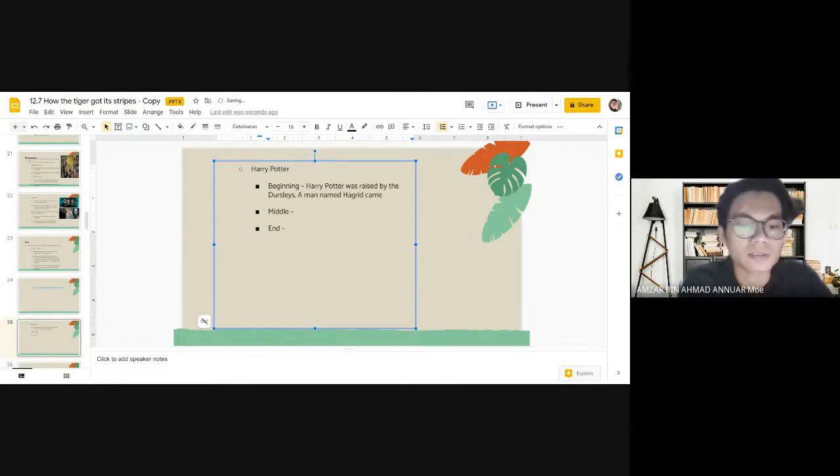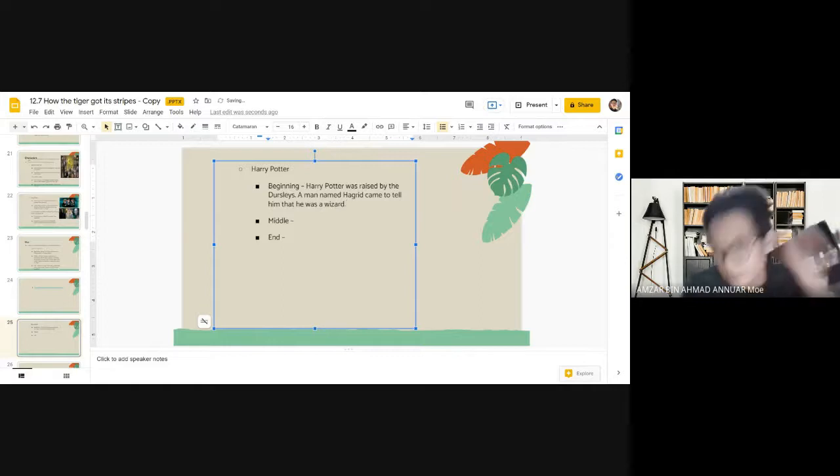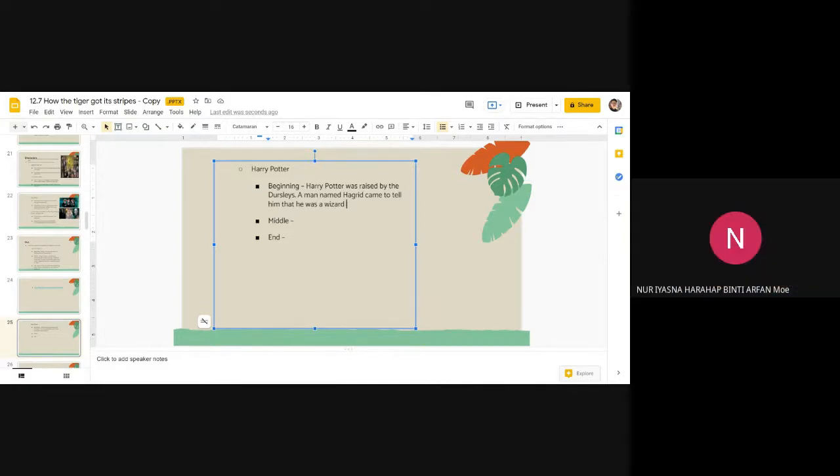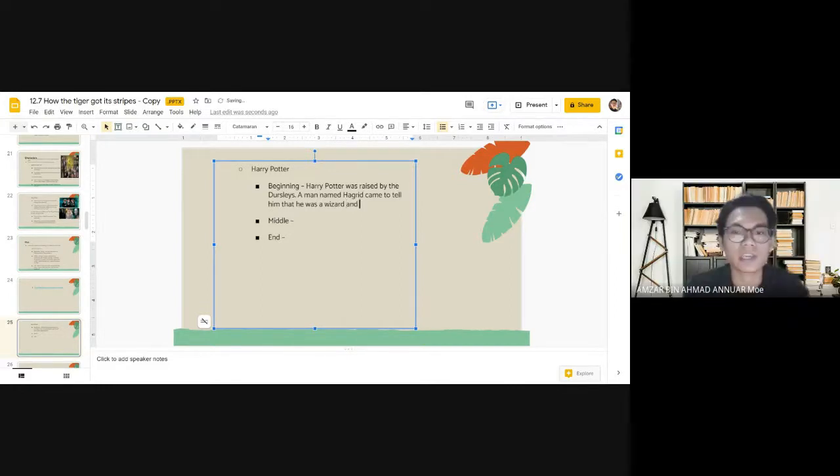Bagi tahu dia apa? That he was a wizard. Bagi tahu dia adalah seorang ahli sihir. He was a wizard. And Hagrid tu datang nak bawa Harry ke mana? Hogwarts. Yes, he was a wizard and to take him to Hogwarts. Okay, itu adalah the beginning.